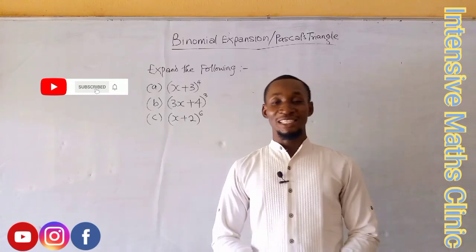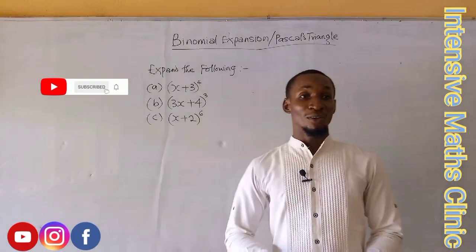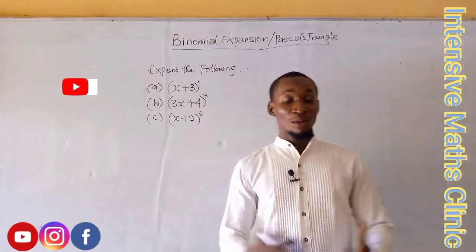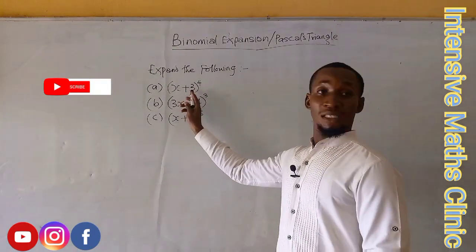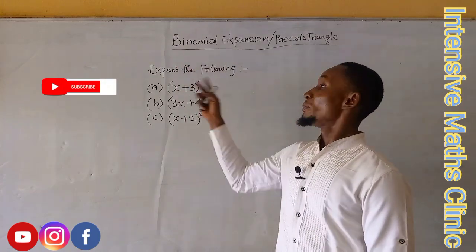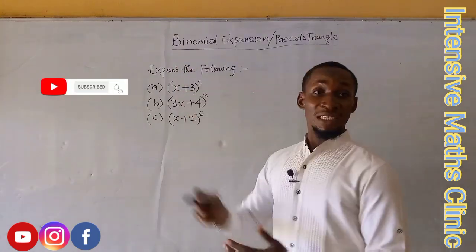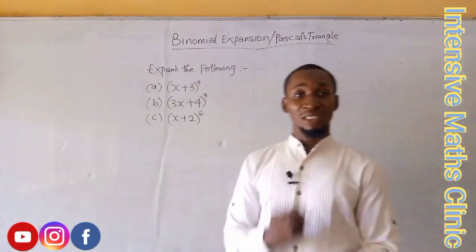Welcome to Intensive Maths Clinic. In this tutorial, we're going to talk about the expansion of the term on the board. We expand these terms using Pascal's triangle. This is a term, this is another term, making two terms. And two terms, that's why it is called a binomial. Bi means two. So we are expanding this term using a method called Pascal's triangle.